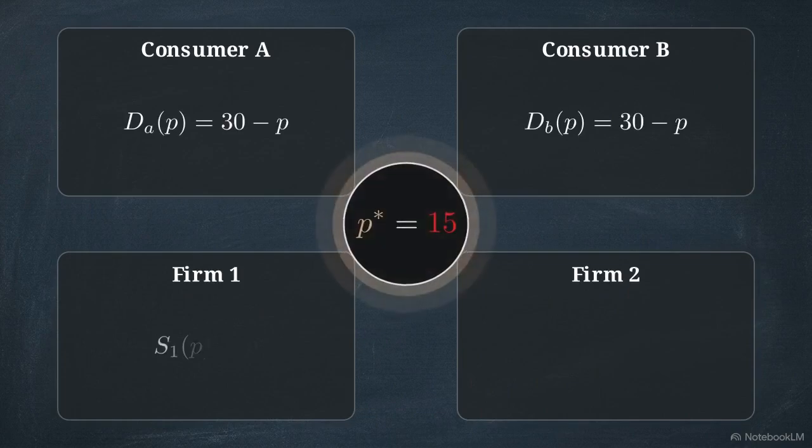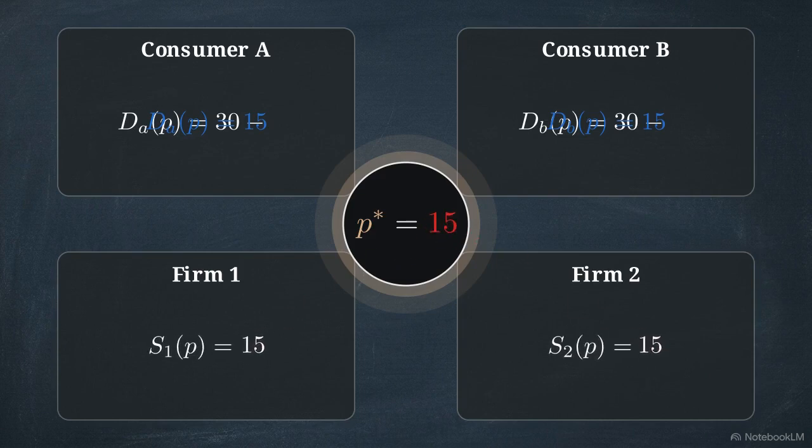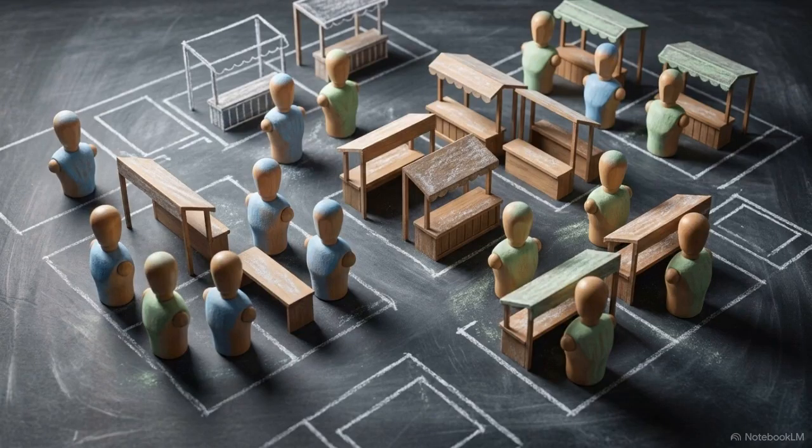The equilibrium price serves as a coordinate that tells every participant how to act. If we substitute the price of 15 back into the individual demand equations, we find that consumer A and consumer B each receive 15 units. On the supply side, plugging 15 into the firm equations shows that firm 1 and firm 2 each produce 15 units. This micro-allocation of 15 units for each participant sums to our macro market quantity of 30. Without central planning, the market price has coordinated these individual actions into a stable distribution.